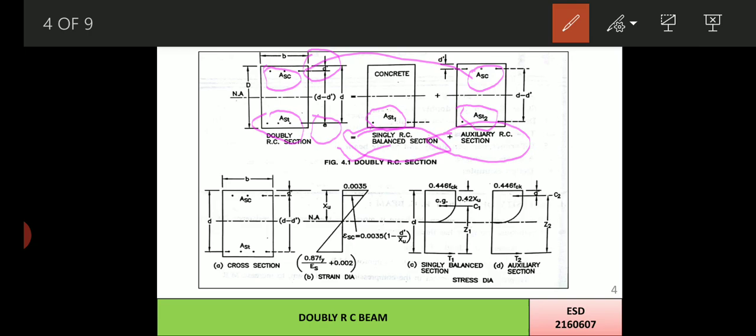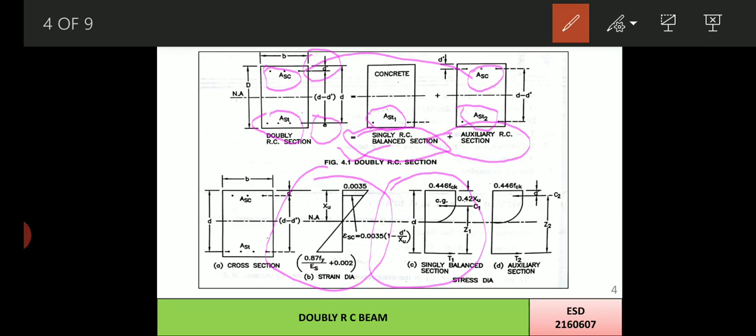In the previous lecture, in case of singly RC beam, we had already discussed the stress and strain diagram concept of the singly RC beam. Over here we can notice that the singly RC beam strain diagram and stress diagram are exactly the same as we discussed earlier. As doubly RC beam is the combination of singly RC beam plus auxiliary section, all the stress and strain diagram concepts of the singly RC beam will be the same over here.